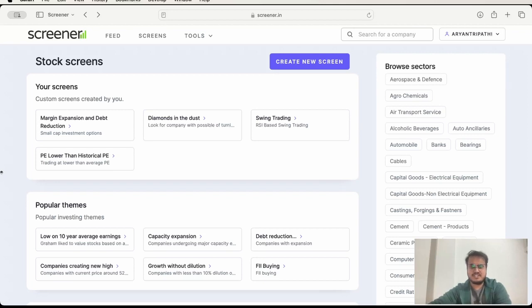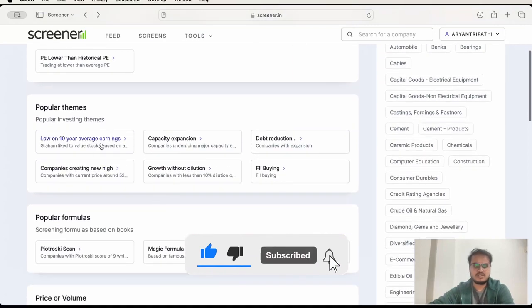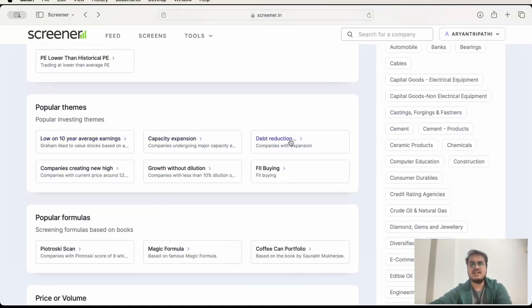If you go to my login of Screener, you will find these four screens, custom screens which I created for myself. Apart from that, there are a few popular ones which Screener suggests: low on 10-year average earnings, capacity expansion, debt reduction.